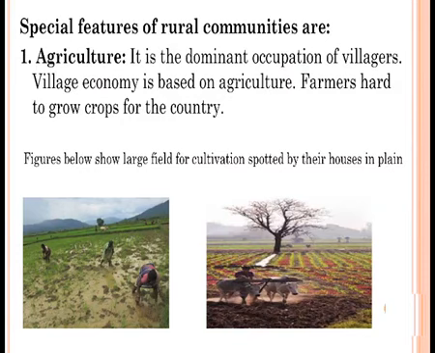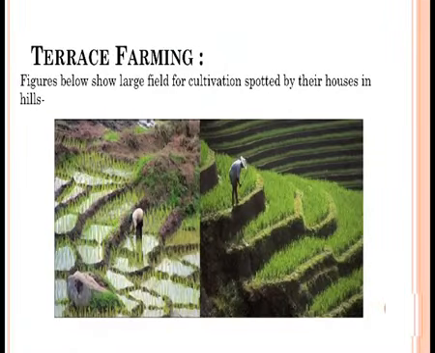Now we will discuss the characteristics of rural settlements. First is agriculture. It is the dominant occupation of villagers. The village economy is based on agriculture. Farmers work hard to grow crops for the country. The figures below show large fields for cultivation spotted by their houses in plains. Second is terrace farming. The figures below show large fields for cultivation spotted by their houses in hills.